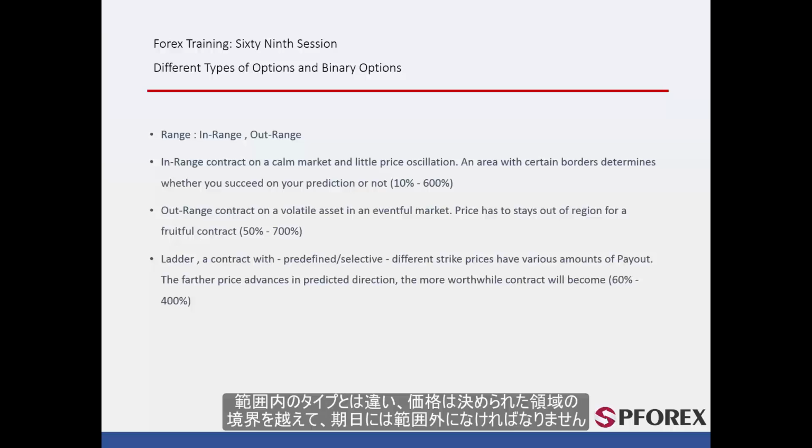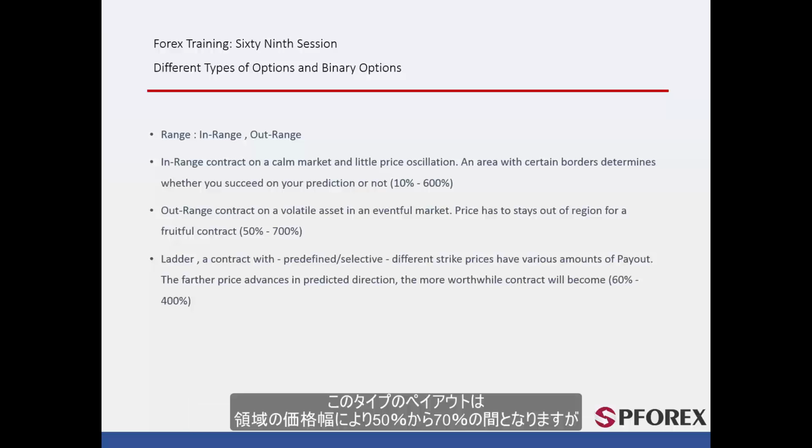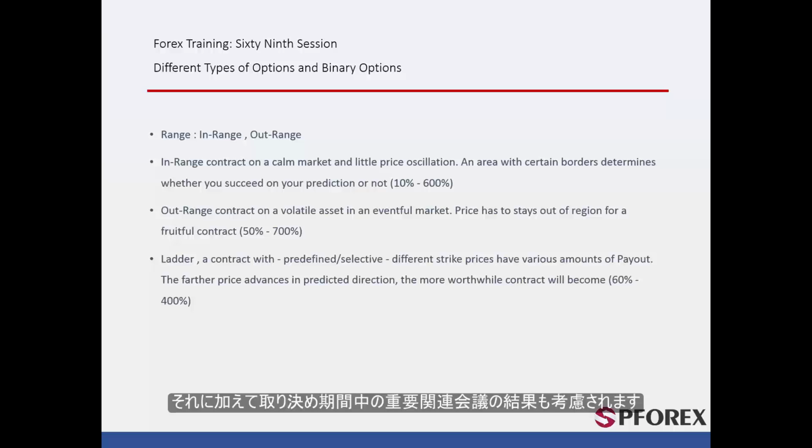Outrange. Unlike the in-range type, a price must cross the boundary of a specified area and stay outside the region at the expiration time. This kind is lucrative on highly volatile assets, especially when there would be an efficacious event or announcement during the contract time. Payout of this type would be from 50% to 700% based on the gap between the edge prices plus subsequent results from a key pertinent meeting during the contract.